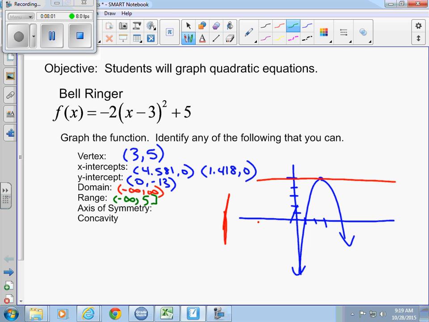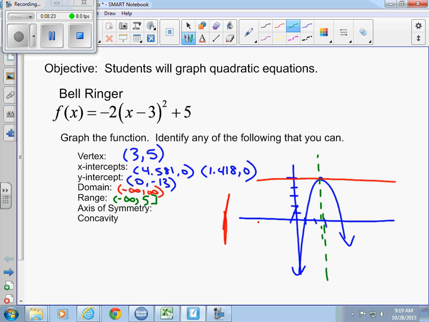Good. The line where it folds on itself, the line that it's symmetric with respect to. Does everyone see this little line right here? If I folded that parabola in half on that line, would it fall on itself? That's called a line of symmetry. Is that line vertical or horizontal?